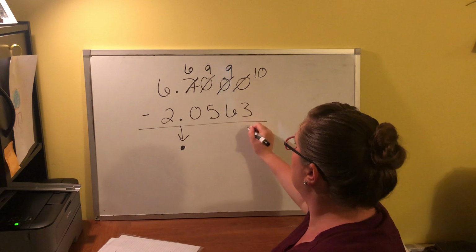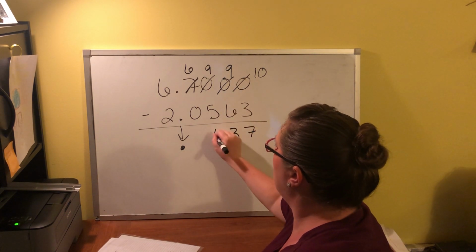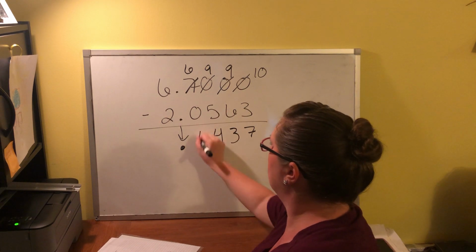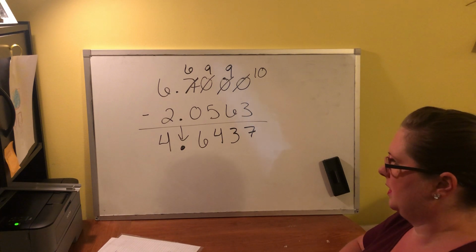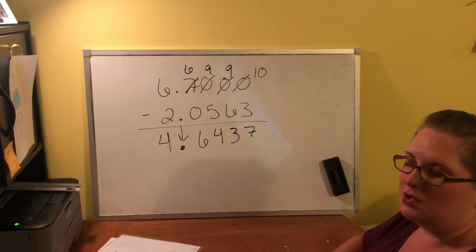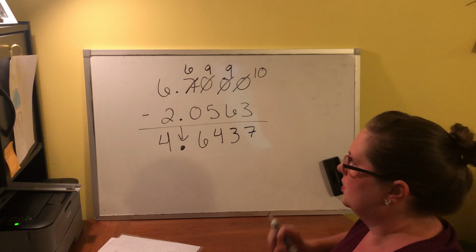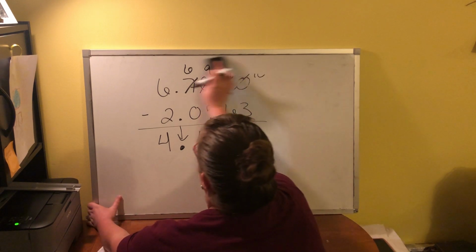So I have 10 minus 3 is 7. 9 minus 6 is 3, 9 minus 5 is 4, 6 minus 0 is 6, and then I have 6 minus 2 is 4. So 4.6437 would be your answer there. So like I said, you can type this into your calculators. That's fine by me. Just double check your work, okay? All right, so that's enough of subtraction.